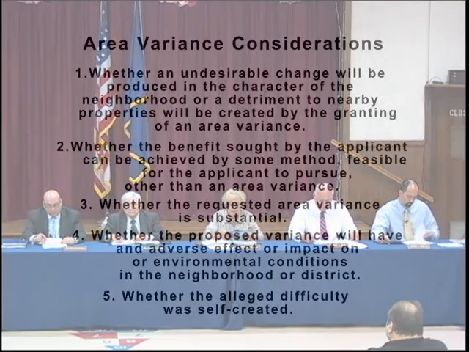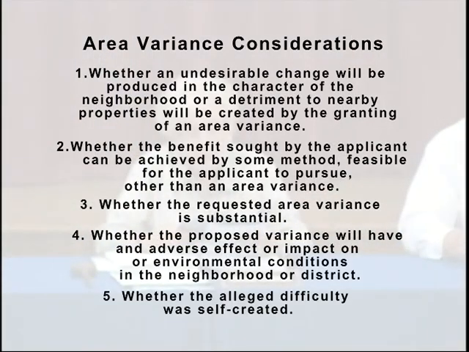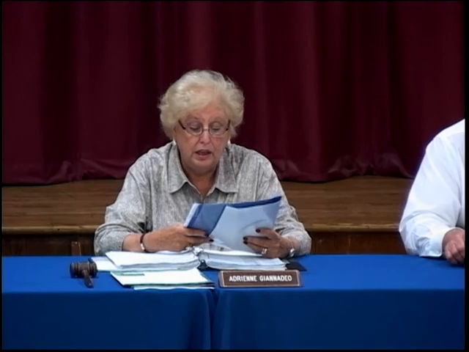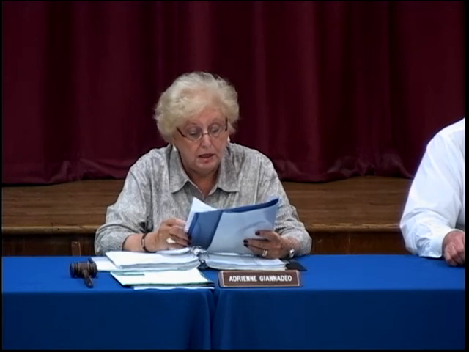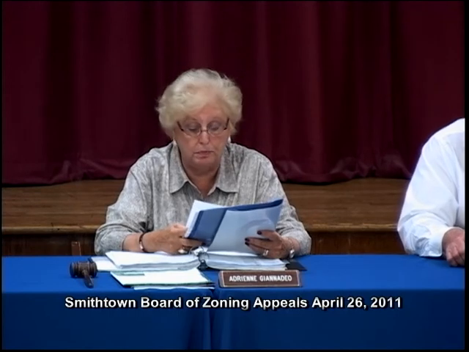Number 2, whether the applicant has other feasible alternatives. Number 3, whether the variance is substantial. Number 4, whether the adverse impact on the environment will be created. And number 5, whether the alleged difficulty is self-created. The statute requires the board to balance the interest of the applicant and those of the neighborhood or community. The statute further requires that the board shall grant the minimum variance necessary and adequate, and at the same time, preserve and protect the character of the neighborhood and the health, safety, and welfare of the community.